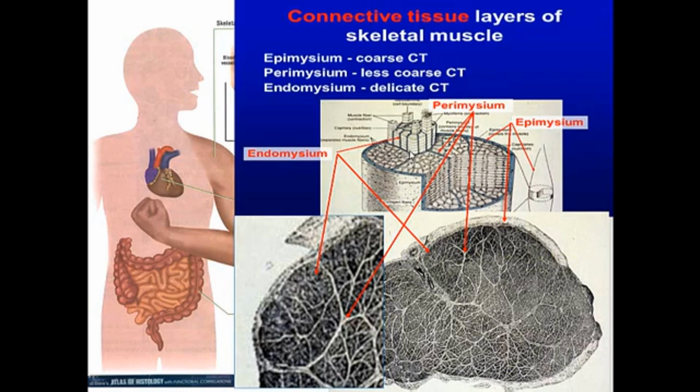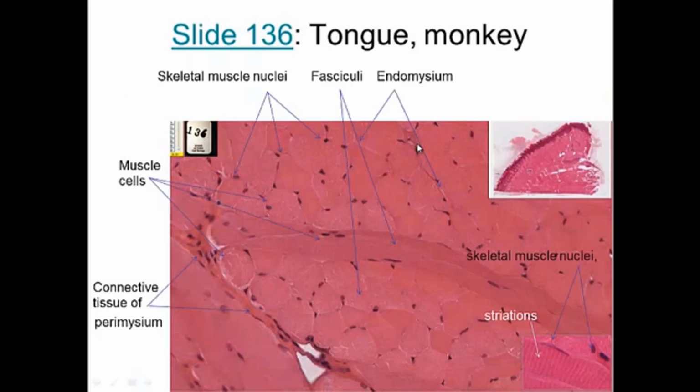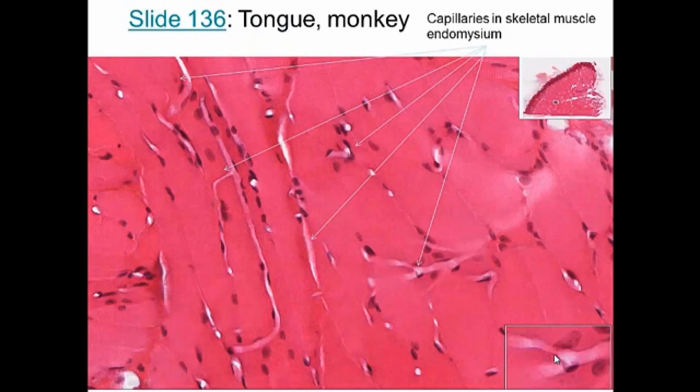this is where we saw the capillaries in the endomysium. So this is a fascicle of muscle cells here and here, endomysium in between. So these are nuclei of muscle cells, connective tissue of the perimysium that we see, and indeed the nuclei on the periphery, and it's striated with light and dark bands, the A band being the dark band.